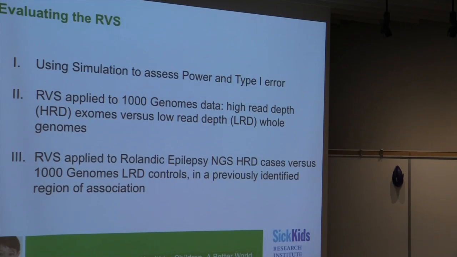Okay, so the first set of results I'm going to show are simulation just to assess power and type 1 error of the approach. The second, I'm going to show the RVS applied to the 1,000 genomes data, so exome data versus the low read depth whole genome data. And then I'm going to show one last example in real data, some epilepsy cases, and comparing them to the public control data.